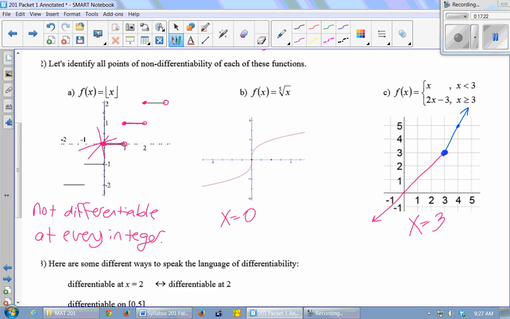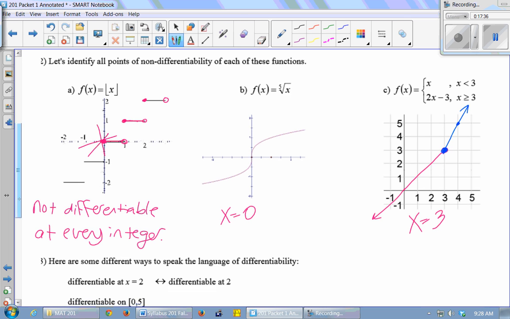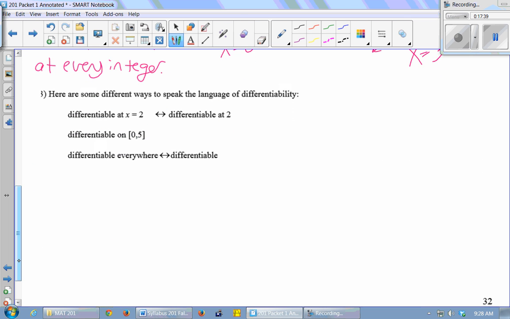So we have our 3 ways that a function can fail to be differentiable. A place where it's discontinuous, there's a jump or a hole, a place where the tangent line is vertical, or a place where you have a sharp corner. So a few different ways to speak the language of differentiability.